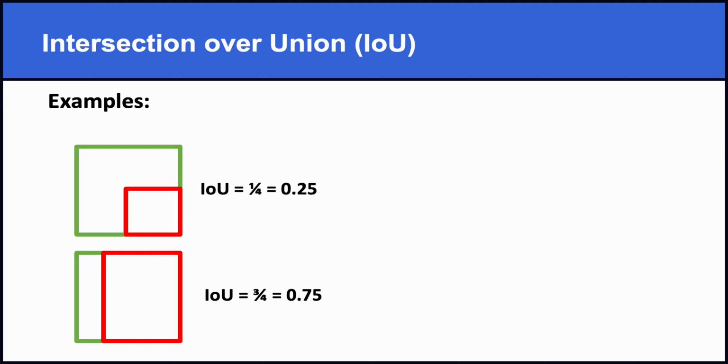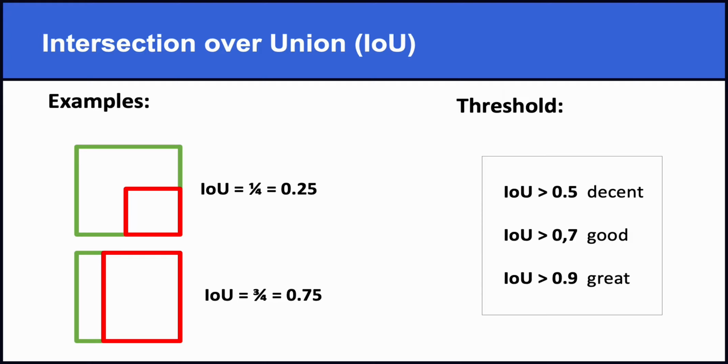And this is why we sometimes introduce a threshold to our IOU. Most of the times it is around these values. So if it is greater than 0.5, we would say that it's a pretty decent detection. If it is over 0.7, it will be good. If it is over 0.9, it is great or nearly perfect. But of course, this depends on your model and what you want to do with it.